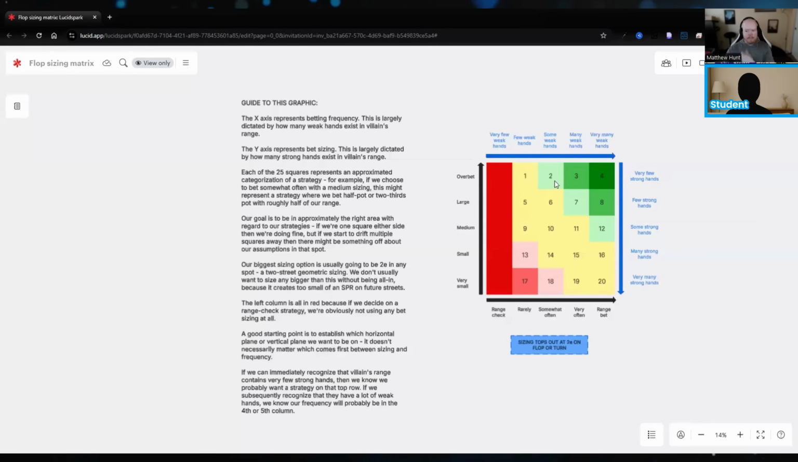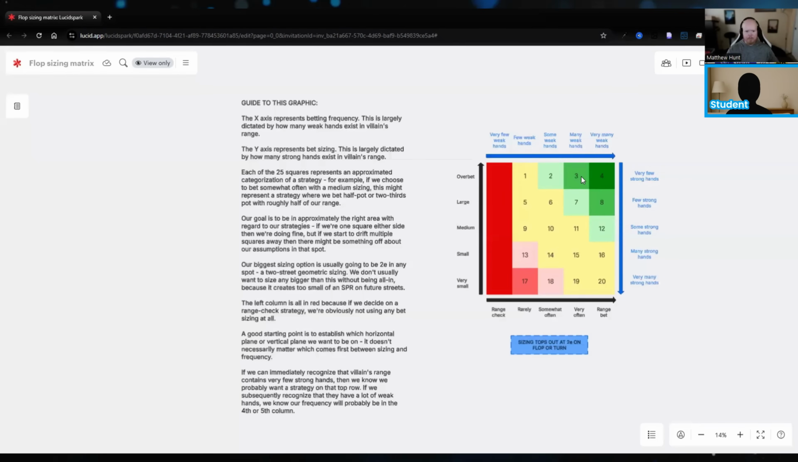If they have very few strong hands, but also a lot of very weak hands, that means we might get to range bet for an overbet size. Now, that's really rare, so it's probably more likely to be something like a 3 as opposed to a 4 here. But that might mean we do get to bet very often, and we get to use a really big size. I'll show you a few examples of some different spots that fit these different categories where possible.